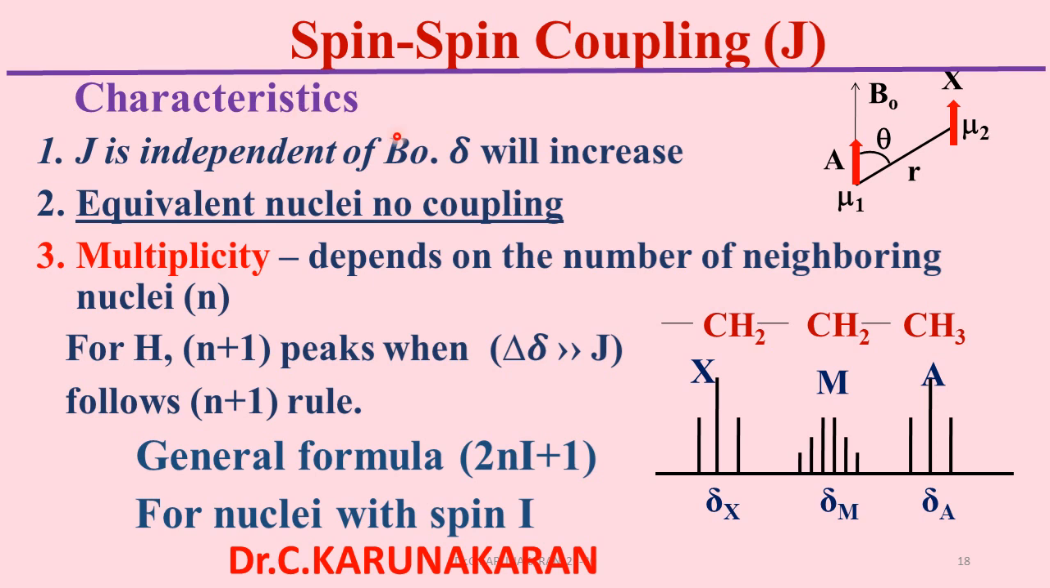What are the characteristics of the J value? The J value is expressed in hertz. The unit of J value is hertz. What are the important characteristics of J value? J is independent of B naught. With the increase in applied field strength, the J value does not increase, whereas the delta value will increase. The spin-spin coupling constant is independent of the applied field.